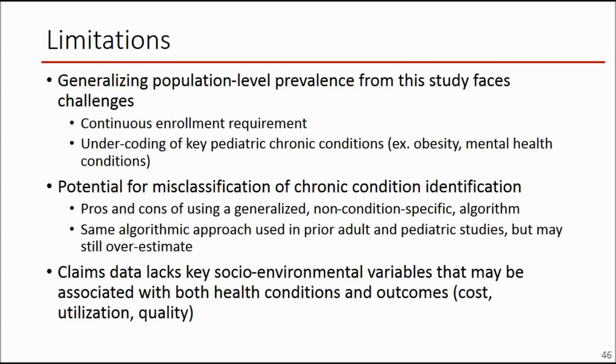As far as limitations, one thing here is it's difficult to generalize national population level prevalence from this study for a couple of reasons. One, the continuous enrollment criteria is going to have some selection bias associated with it. Kids who are sicker might have parents who are more likely to stay continuously enrolled, so the prevalence might be higher in a continuously enrolled group than in a general population cohort. Also, there's a high likelihood of undercoding in ICD-9 codes of key pediatric chronic conditions. The one that you immediately think of is obesity, that's notoriously undercoded. But also mental health conditions.